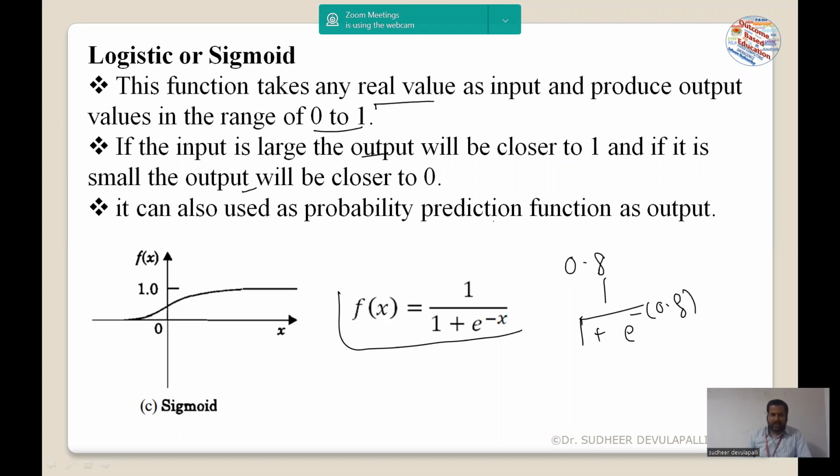If your input is large, you will get the output close to 1. If your input is a small value, you will get the output closer to 0. But whether the input is bigger or smaller, you only get values between 0 and 1. So it can also give probability predictions, because probability is always between 0 and 1. If you have 3 classes, you can give the probability for the first class, the second class, or the third class. Such things you can do with the simple logistic or sigmoid activation function.